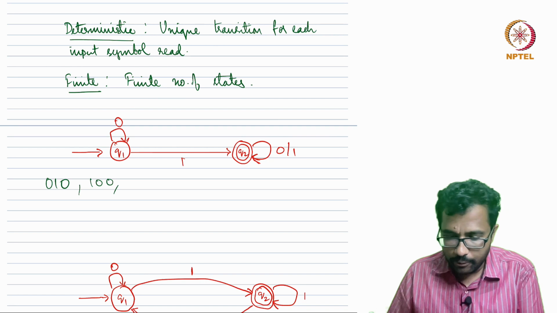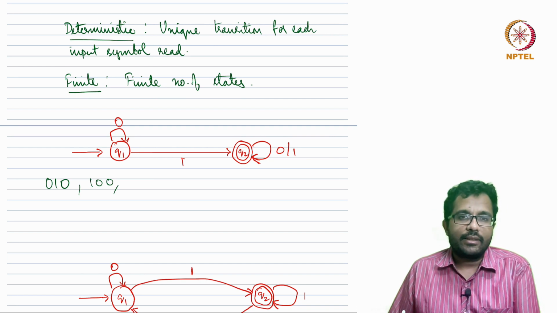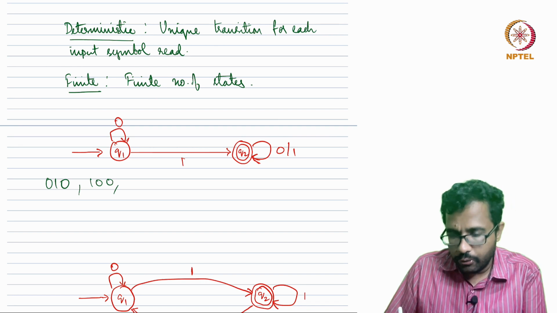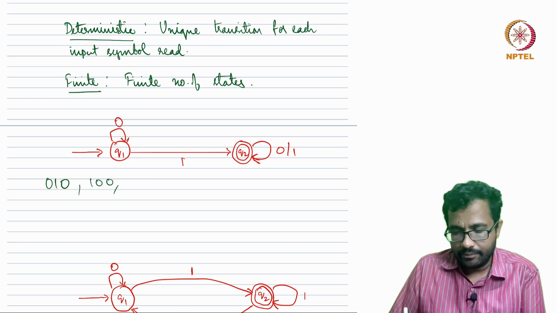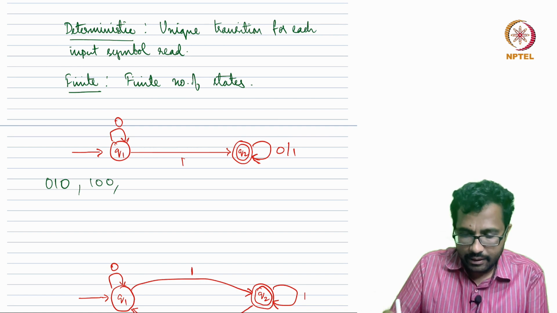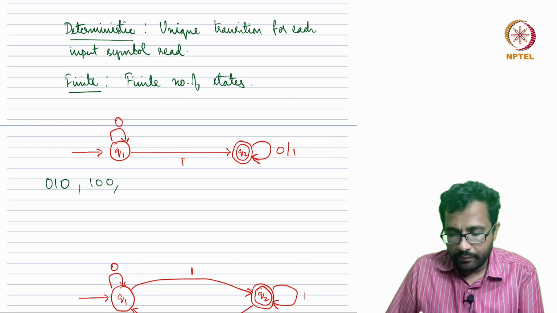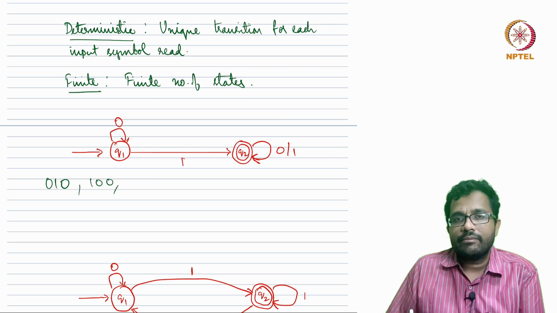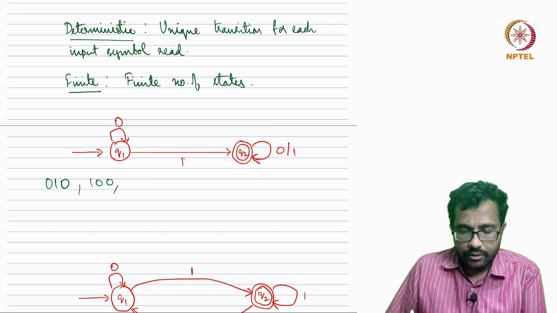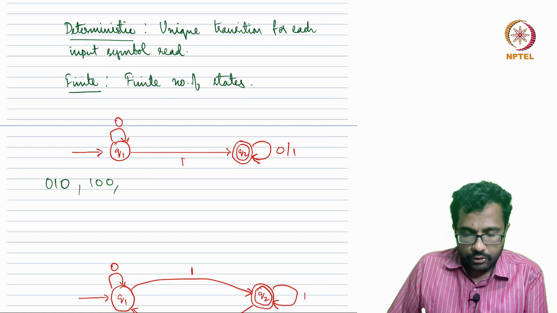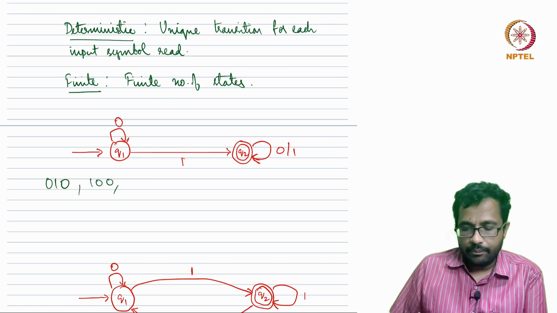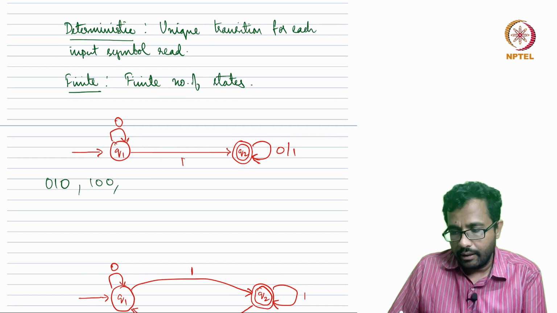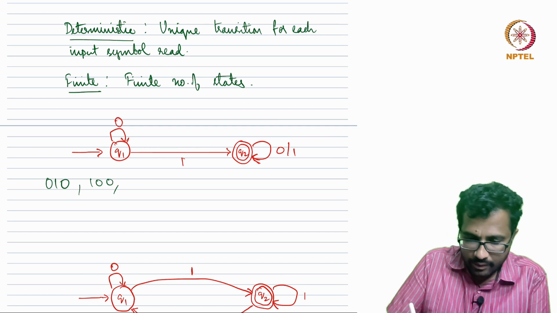Maybe another way to think about this: which are the strings that are not accepted? The strings that are not accepted are those that remain in Q1, because once you go to Q2, you are stuck at Q2 and you are accepted. And how do you remain at Q1? If the string contains only zeros, so 0 or 0, 0, 0, 0, 0, some number of zeros. Because once you see a 1 at any point, you immediately move to Q2 and then you are accepted.